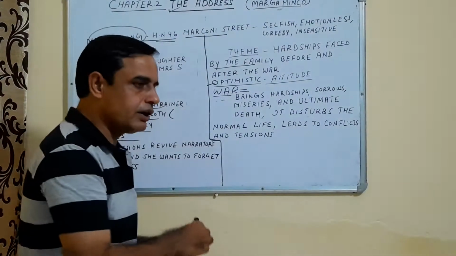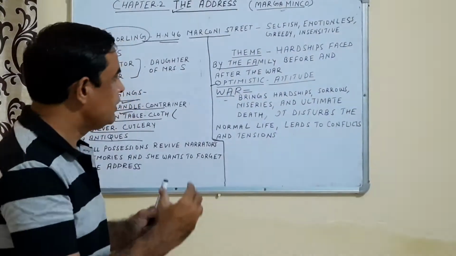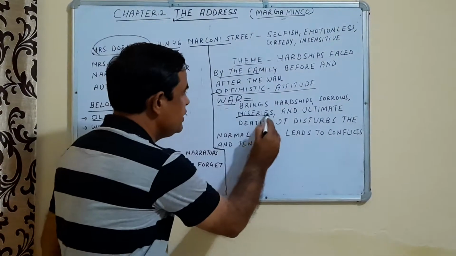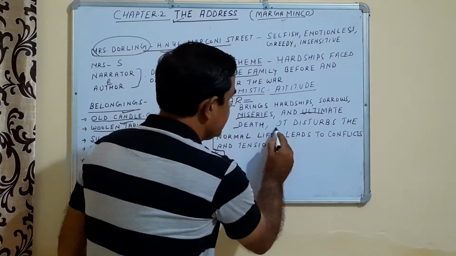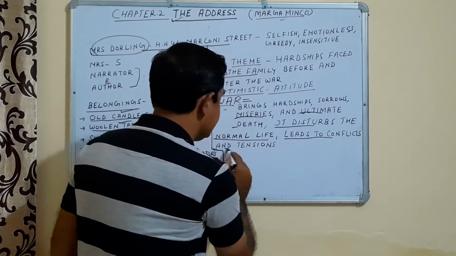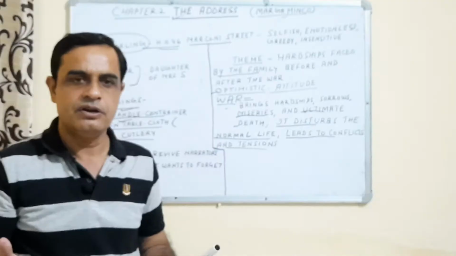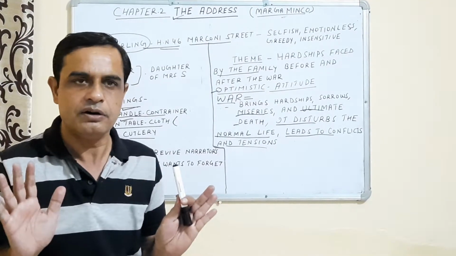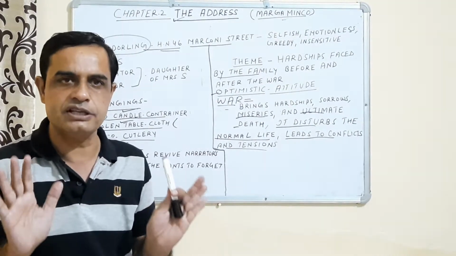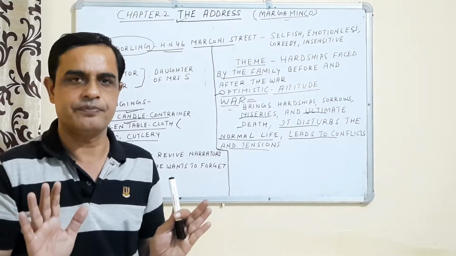The third theme: the war. The story revolves around the war. The war brings hardships, sorrows, miseries, ultimate death. It disturbs the normal routine of life. It leads to conflicts and tensions. So this story gives us a valuable message that we should say farewell to the war. War only brings problems, sorrows, tragedies, troubles, ultimate death, and disturbs normal life and everything.